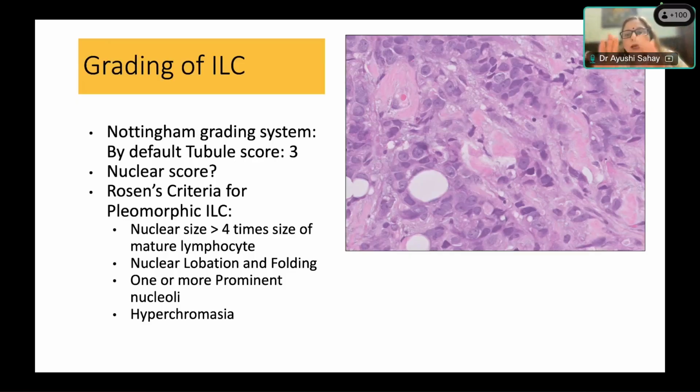Here, if you see, the nuclei are not very large, but the criterion is that they should be more than 4 times the size of a lymphocyte. Now how do you judge that? Can you make out a lymphocyte in this section? Everybody can see this lymphocyte. If I put a dot the size of this lymphocyte, and this is one nucleus that I am checking, and mentally I am able to place more than 4 such dots within the tumor cell nucleus, then it fits the criteria of Rosen, nuclear size more than 4 times the size of a mature lymphocyte. So here you can be very sure that you are looking at a pleomorphic ILC.